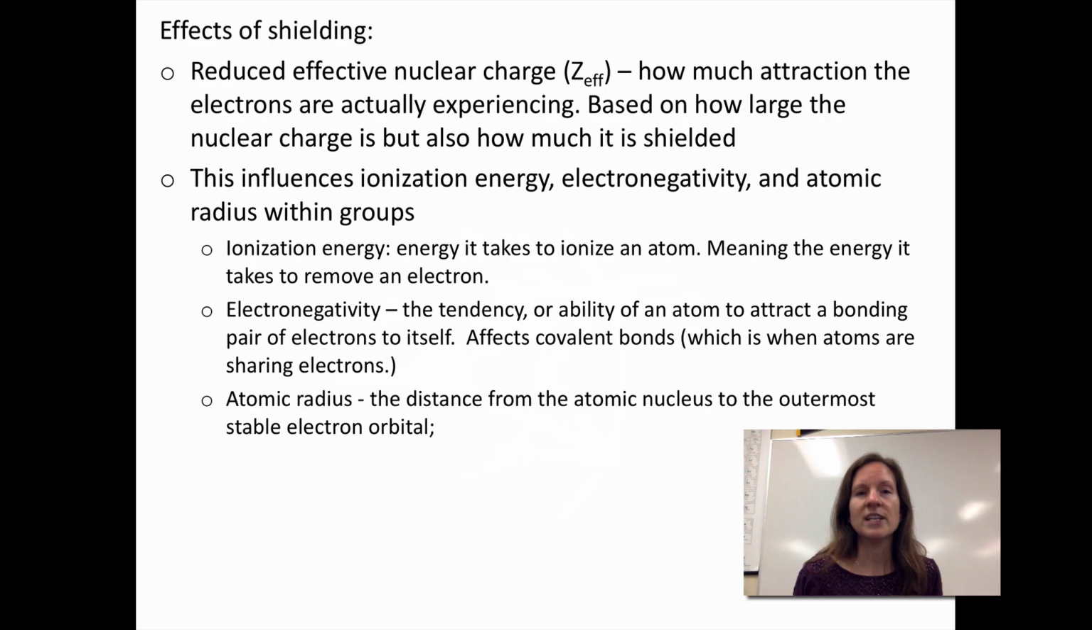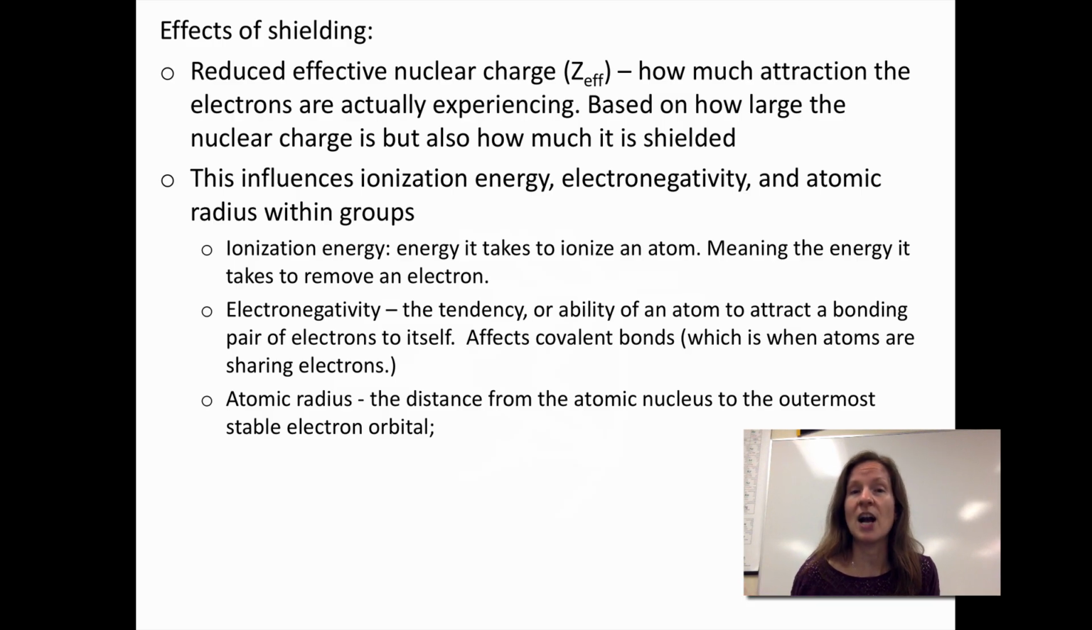The other effect of shielding is that it affects all of the measurements that we're going to talk about in this unit. So it affects ionization energy, it affects electronegativity, and it affects atomic radius. And the truth is it affects all these things because all of these measurements depend on the proton-electron attraction. So if the proton-electron attraction is weaker, it has an effect on these measurements. So ionization energy is the energy it takes to take an electron away from an atom, and that energy depends on how well the electron is being attracted. And if it's being attracted not as well toward the nucleus, it's easier to take away, and ionization energy goes down.